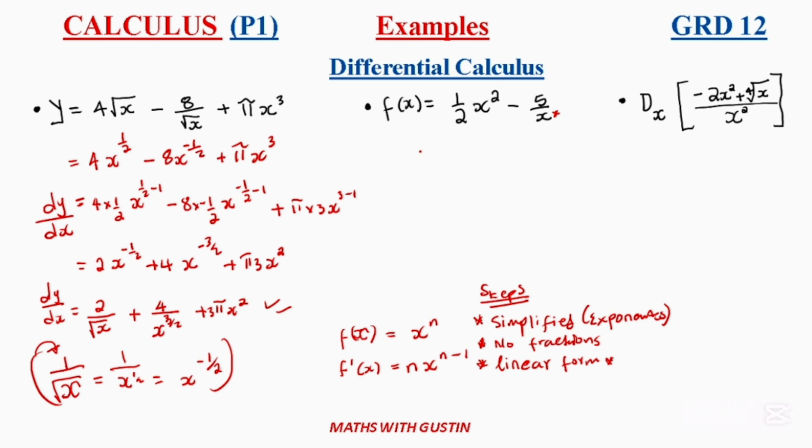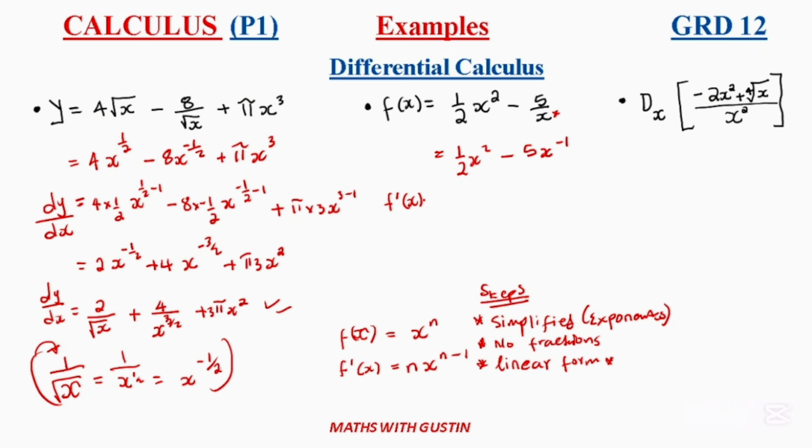So we need to simplify this first. So what do we have? We've got half x squared minus 5, therefore x to the power of negative 1, because it was at the bottom, so now we're taking it to the top. So now are we ready to take the derivative here? Yes, we are ready to take the derivative.